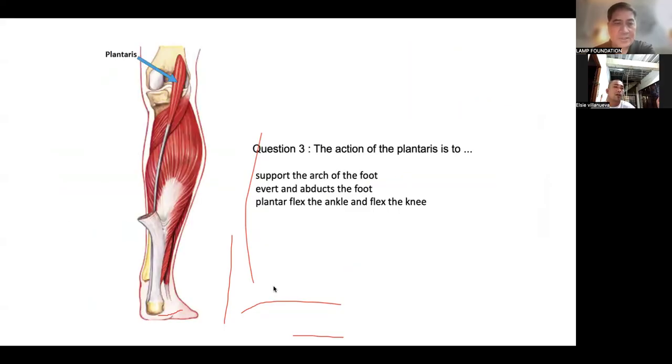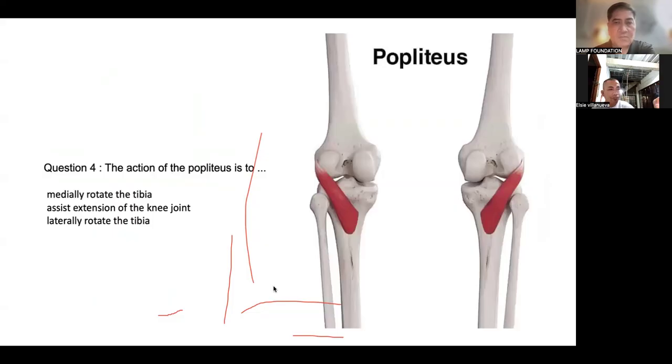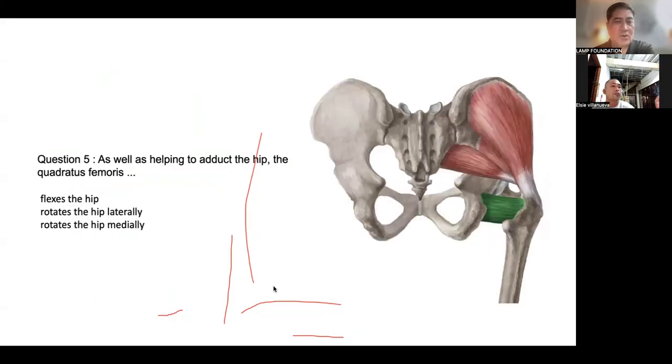Action of plantaris. Plantar flex the ankle and flex the knee. Action of popliteus. Medially rotate the tibia. As well as helping to adduct the hip, the quadratus femoris rotates the hip laterally.